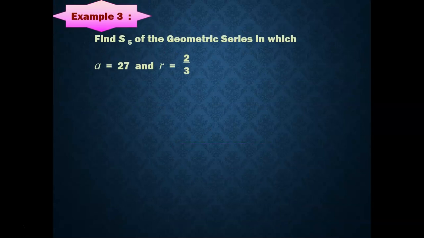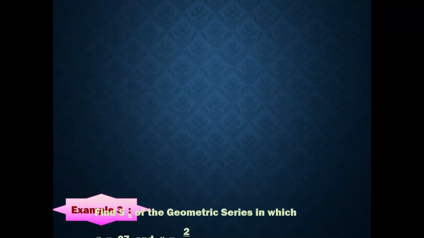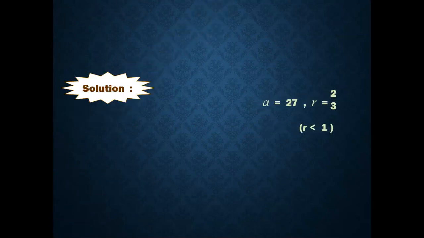Now let's look at a few examples. So we've got the fifth partial sum. We're going to have to look for the fifth partial sum of a geometric series in which the common ratio is given, and also the first term. Putting all the information that you have into your solution, always start by doing that.